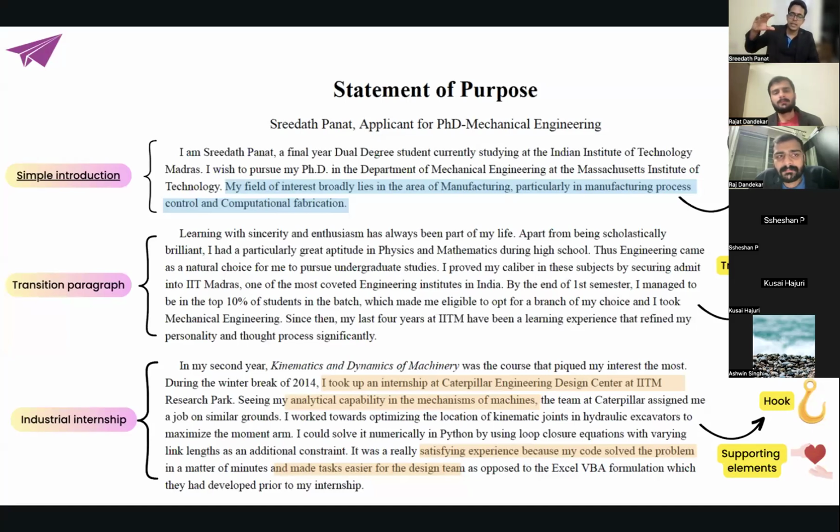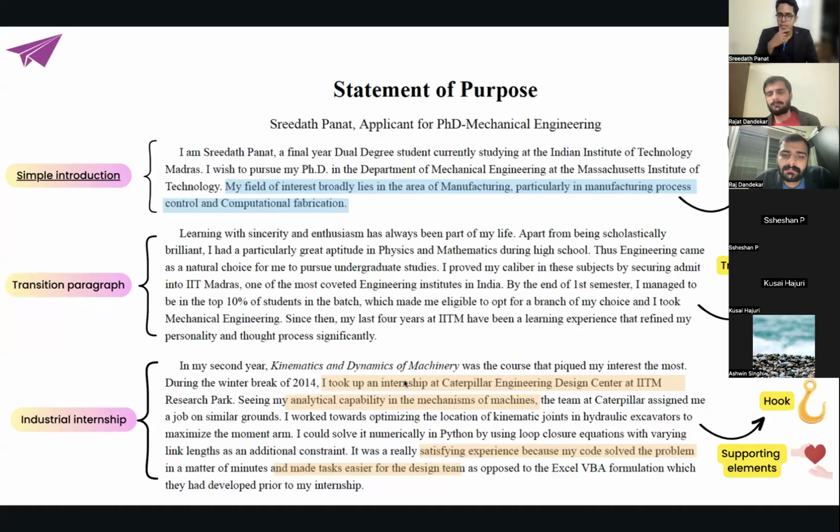But basically, it's a transition from the place where you mention your thread to the place where your first hook starts. My first hook was my first industrial internship at Caterpillar. Before directly jumping into that internship, I also mentioned one of the courses that I really, really liked during one particular semester: kinematics and dynamics of machinery. I mentioned how it really was a bridge into this internship, because whatever I learned in that course was directly being used in the internship.